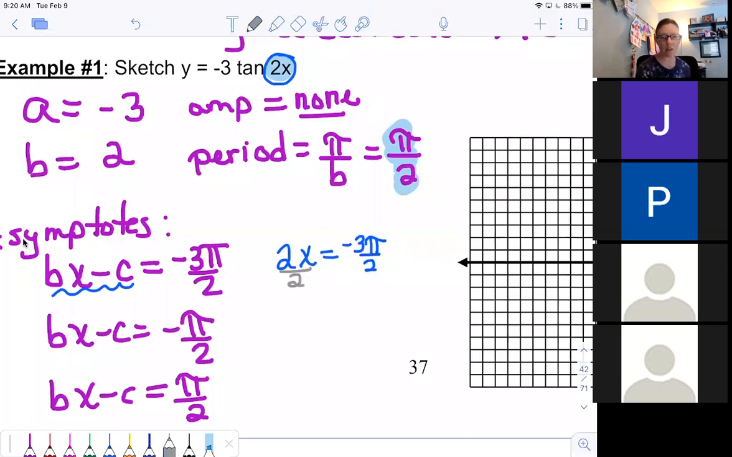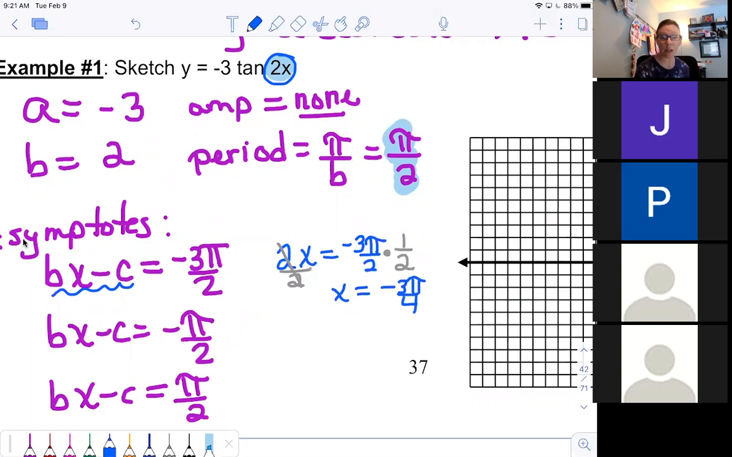And if I divide by 2 and I have a fraction on the other side, I could really do what instead of divide by 2? Dividing by 2 is the same thing as multiplying by 1/2. So to get x by itself, we divide by 2, or I can just multiply by 1/2. So Darby, where would our asymptote be? It would be at 3 pi over 4.